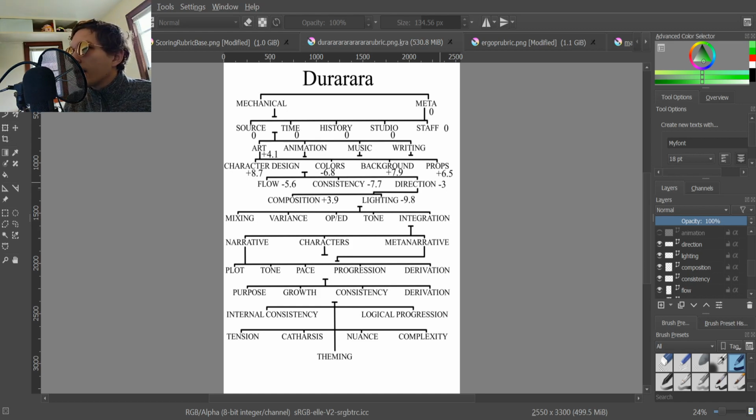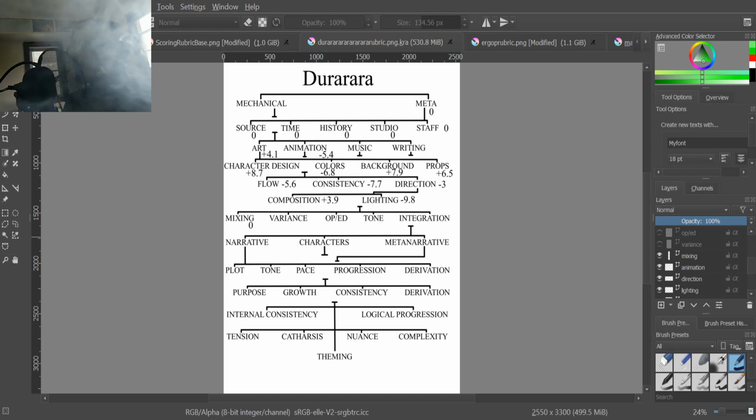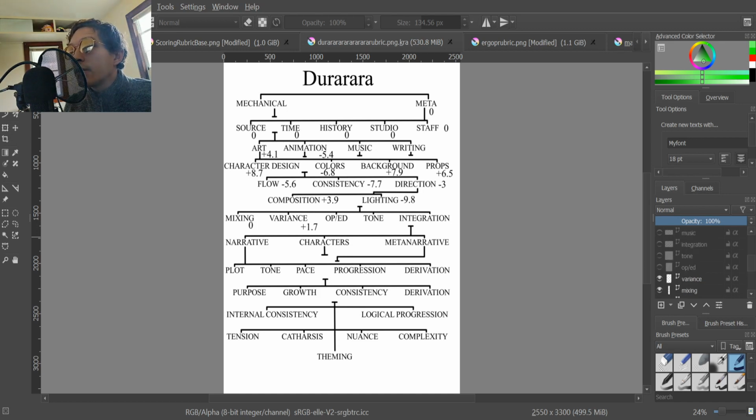We add these 3 together and we divide by 3. Gives us a -5.4 for animation. So then we go into music. I gave mixing a 0. Not something that I was paying that much attention to. I gave Variance a 1.7 because I think there's actually a lot of different songs, or rather different tracks, in Da-da-da-da.